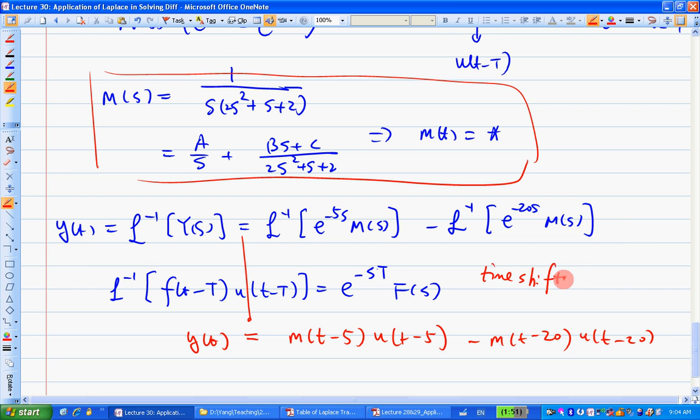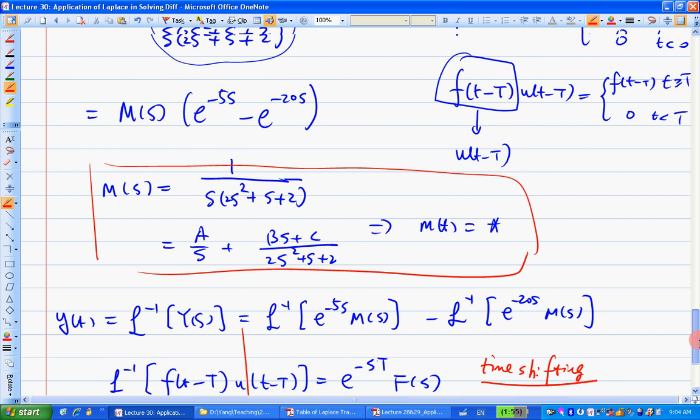Now, I think you actually used this property in the first assignments. This time shifting property is quite useful, right? Time shifting, particularly when you shift to the right, is essentially called a delay. And delay is a very common phenomenon in a practical system.